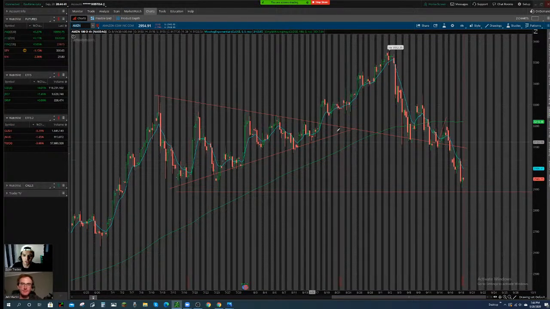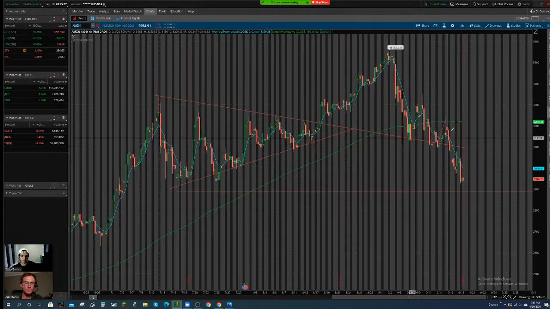As you can see right here, it got rejected at these levels. It looks like we had a triangle pattern. It passed right through and it rallied back up. And then we used this resistance as a support level right here, and we broke right below it. And now we're bouncing at this support level right here. So we could see a bounce on the Amazon. But in my opinion, I think it's going to break below it.